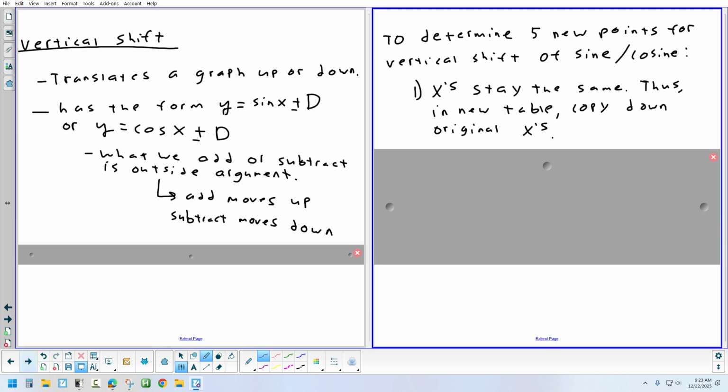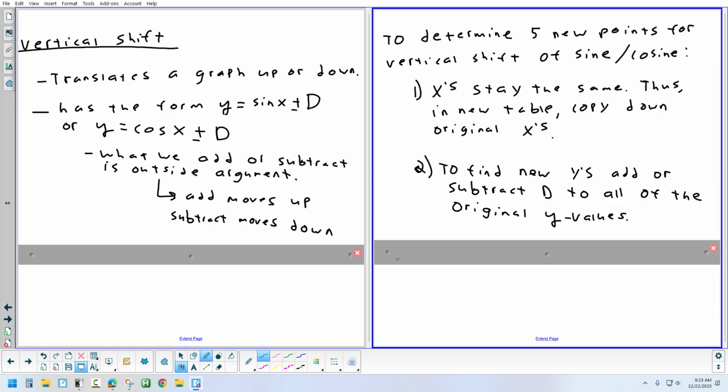All right, this time when you find your 5 points in the table, because you are moving up and down, the x's do not change. So all the x values for the next couple problems are 0, pi over 2, pi, 3 pi over 2, 2 pi. If the x values are going to stay the same, then the y's are going to change this time. Just add or subtract whatever d is to the original y values. So all you're going to have to do is add or subtract a number from 1, -1, or 0. Very easy arithmetic.